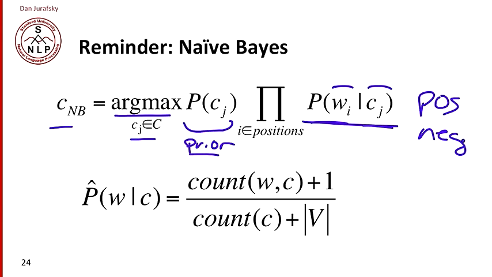And in practice, for sentiment analysis and lots of other text classification tasks, we use simple Laplace or add-1 smoothing with naive Bayes. So the way we're computing this likelihood, probability of a word given the class, is just by adding 1 to the count and then the vocabulary size to the denominator.